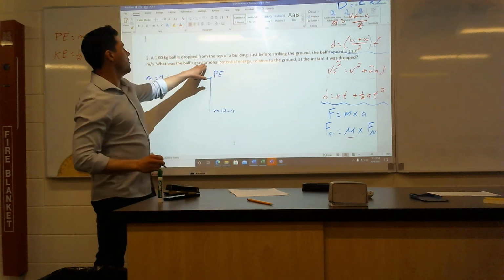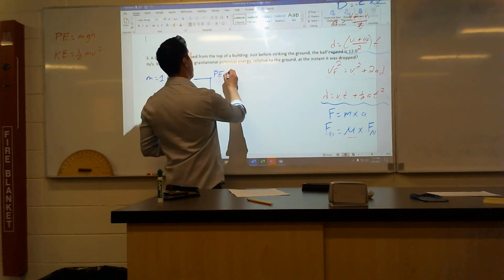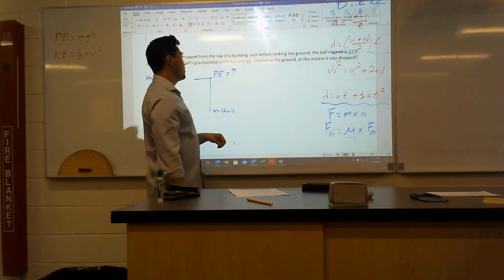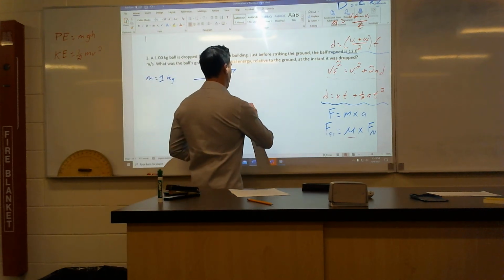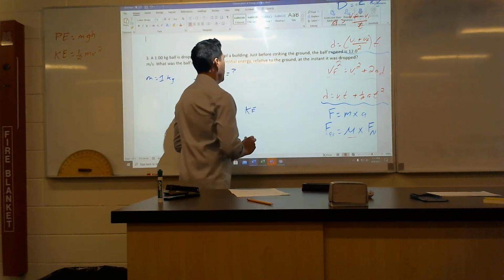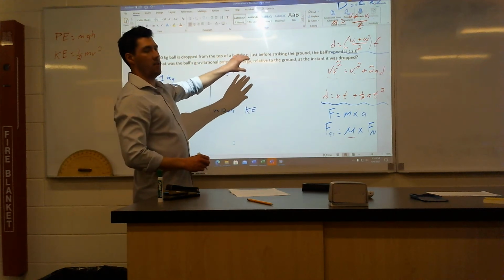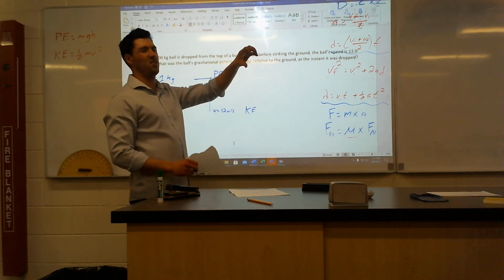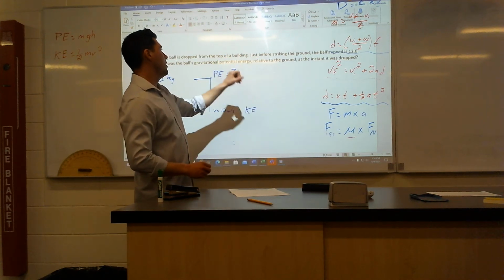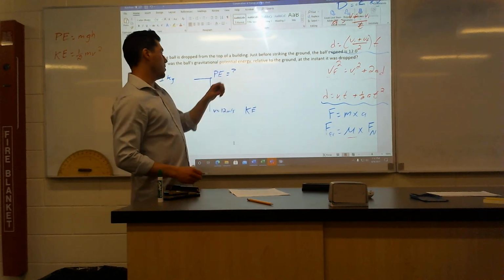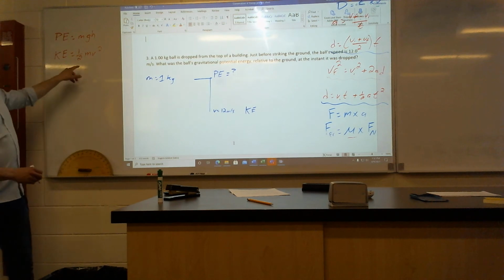It says, what was the ball's gravitational potential energy at the very top here? So I want to know what was my potential energy. Well, it's going to be exactly the same as what my kinetic energy is at the bottom. If I find the full kinetic energy here, that kinetic energy is going to be exactly the same as the potential energy at the very top when the velocity is 0, when I'm still holding it there. So as soon as I find my kinetic energy, that'll be my potential energy at the top. We have a velocity, we have a mass. That's all I need for my kinetic energy.